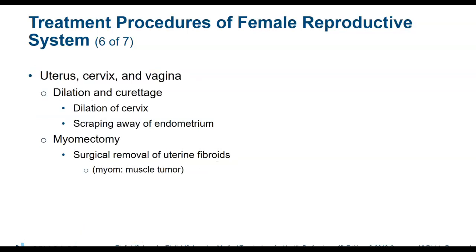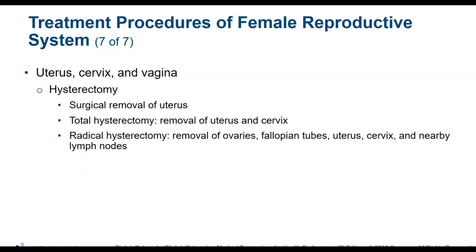Dilation and curettage. This is what they do if there is an issue with excessive bleeding. If you have a miscarriage, they'll go in and scrape. Remember, curettage is scraping. So they dilate the cervix, and then they go into the cervix and they scrape away that endometrial lining to come out. Okay. Myomectomy is actually the surgical removal of uterine fibroids.